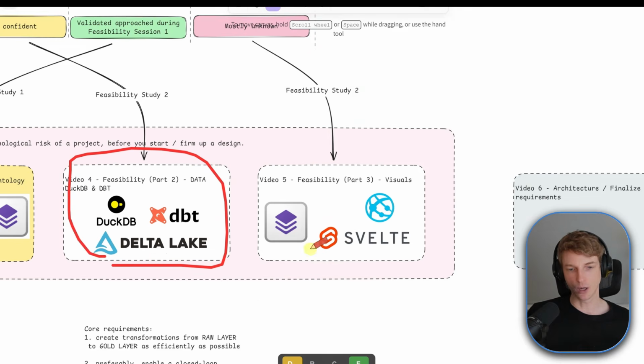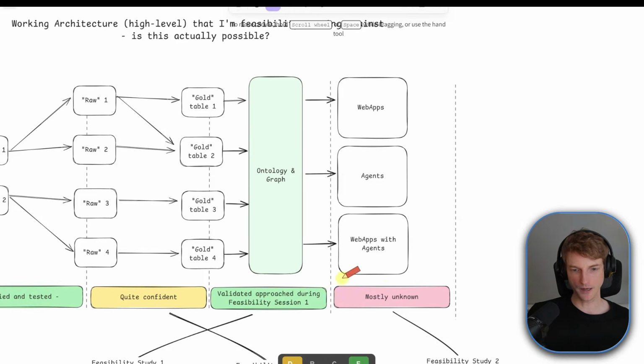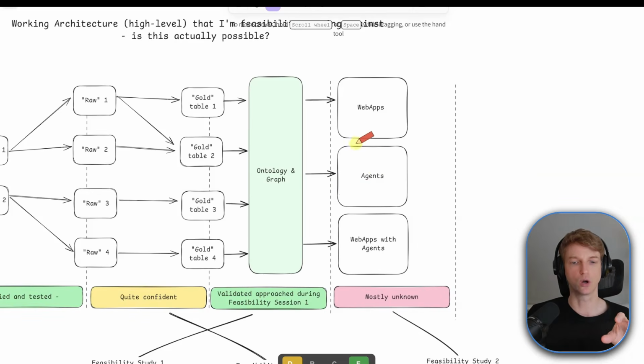In the next video, I'm going to be working a little bit more on the consumption layer of my architecture. So understanding what's going to come after our ontology. I'm pretty happy with data agents, and I know how I'm going to configure those and test those and deploy those. But there is a bit of a risk, at least an unknown risk around web apps. So that's going to be the focus of my research in the next video.